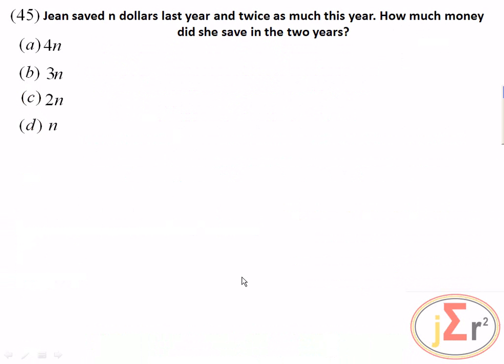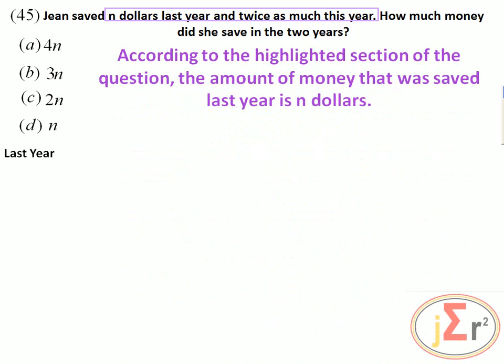We will continue with the solution of problem number 45. Jean saved N dollars last year and twice as much this year. How much money did she save in the 2 years? According to the highlighted section of the question, the amount of money that was saved last year is N dollars.